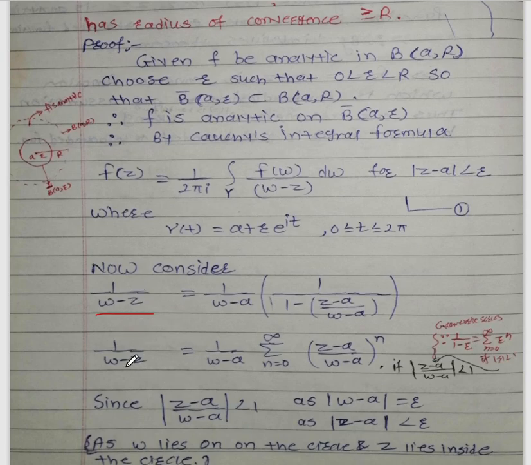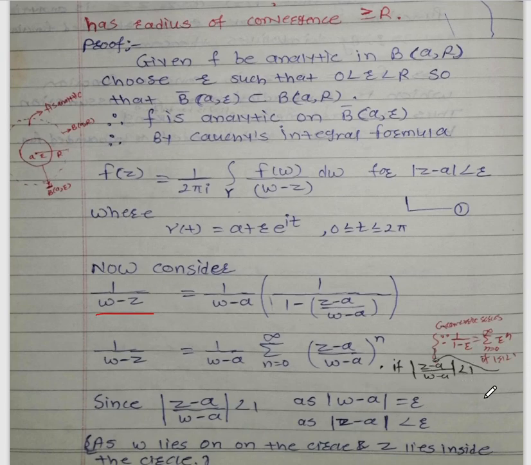So the left hand side, 1 upon w minus z, is 1 upon w minus a multiplied by the summation n equal to 0 to infinity of ((z minus a) upon (w minus a)) to the power n. This is the geometric series. The geometric series is given as 1 upon 1 minus r equals the summation of r raised to the power n, where n equals 0 to infinity, if the modulus of (z minus a) upon (w minus a) is less than 1.